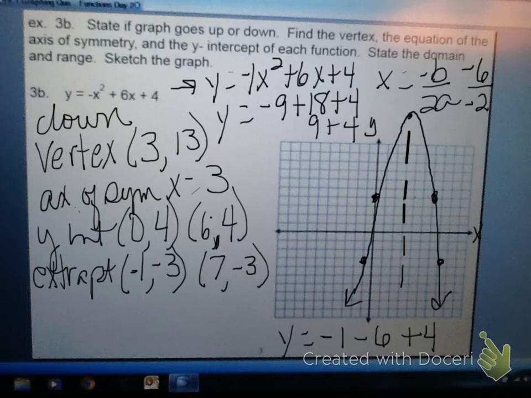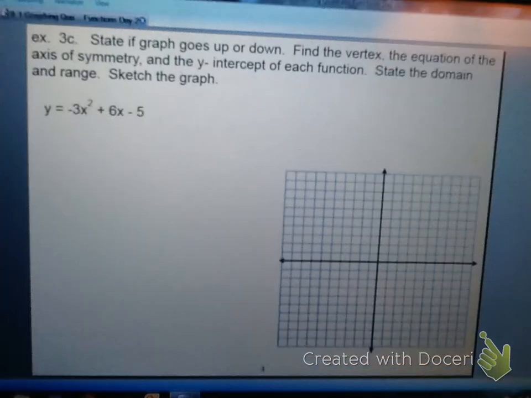So there is my problem. The domain is all real numbers, and the range, everything is below the vertex, so that's y is less than or equal to the y value of the vertex, which is 13. Example C: a is negative, so it is going down from the vertex.